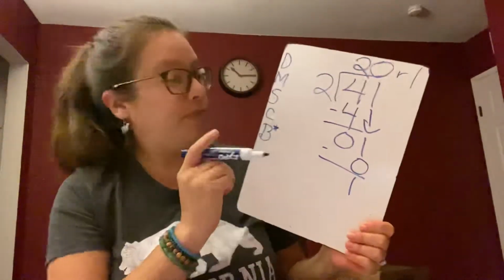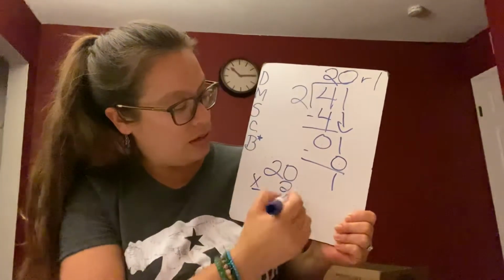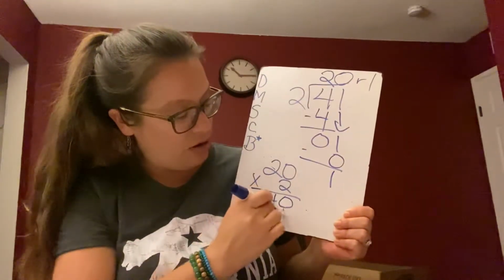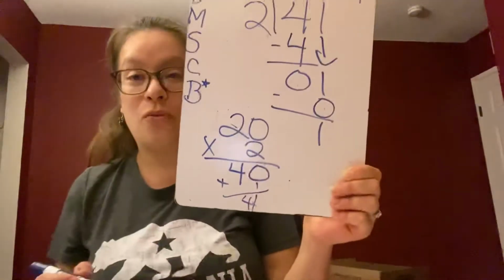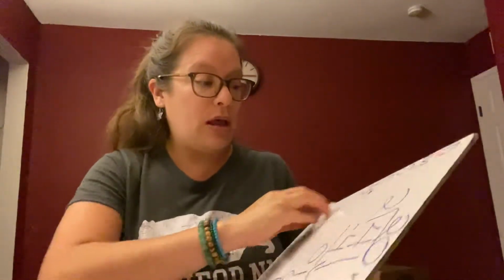Now let's check. 20 times 2, 0, 4, plus 1 for my remainder, 41.